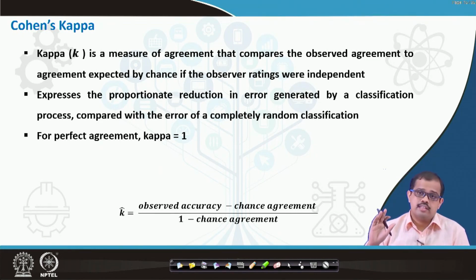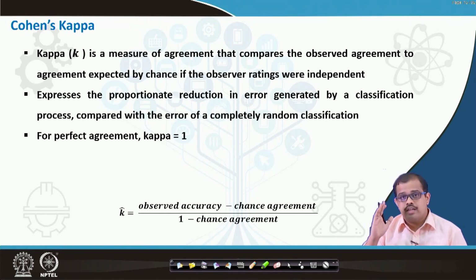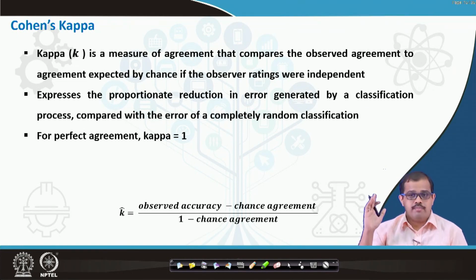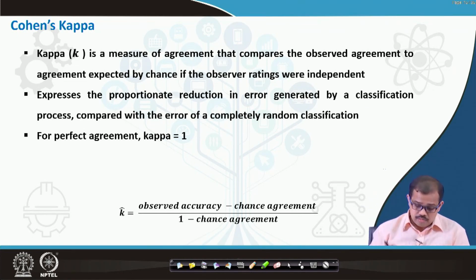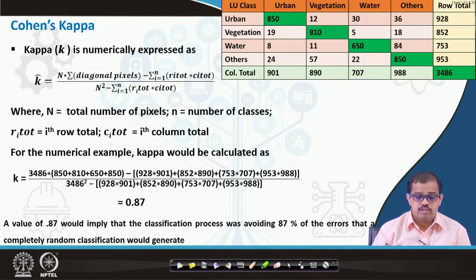The value lies between 0 and 1. If it is 1, it is perfect agreement. If it is 0, it means there is absolutely no agreement between the pixels. So let me take an example for this also, so that you will understand in a better way.